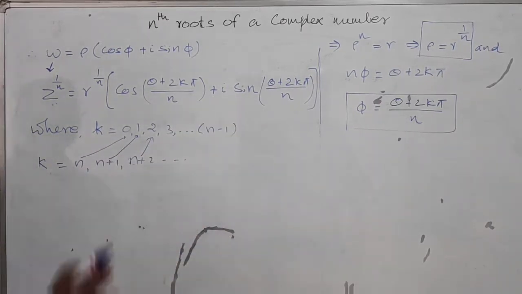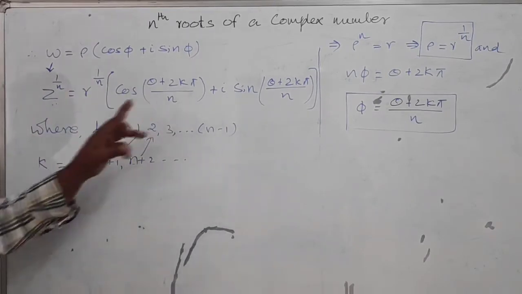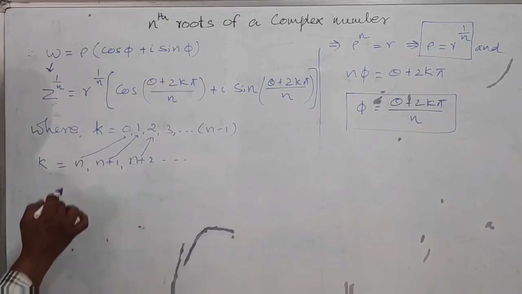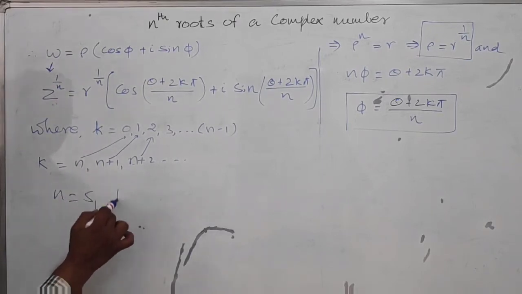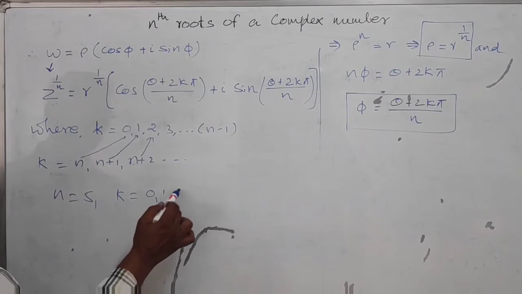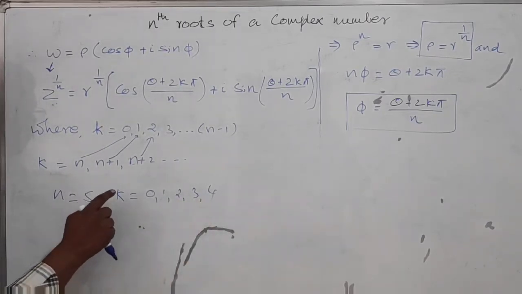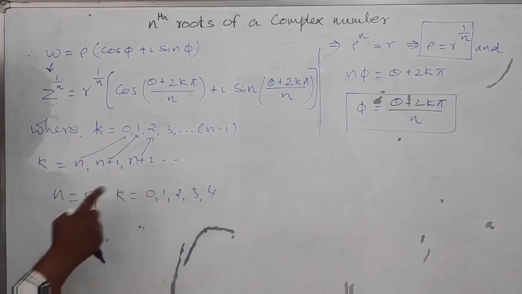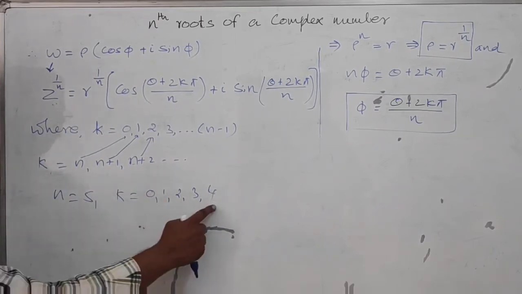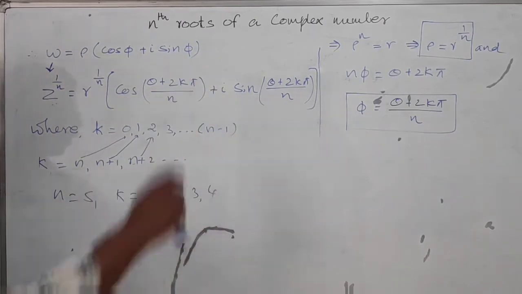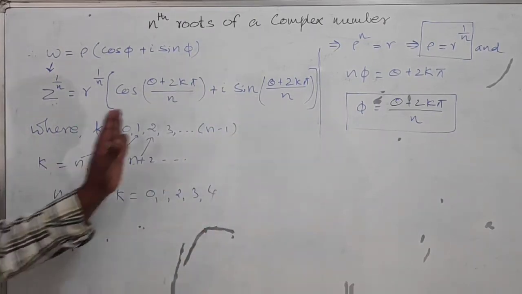Only these values will be repeated. Therefore, whatever be the value of n, you can always take k as 0 to n minus 1. Suppose here n is equal to 5, then k you can take as 0, 1, 2, 3, 4, because n equal to 5 means you can take k till n minus 1. N minus 1 means what? 5 minus 1 equals 4. Suppose n value equals 15, then k equals 0 to 14 you can get. Likewise, you can take these values.